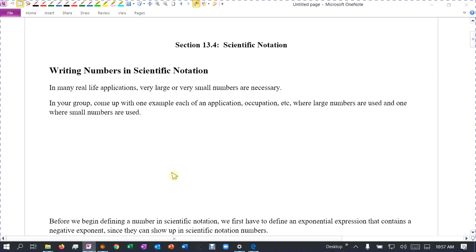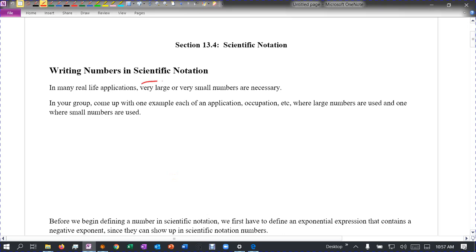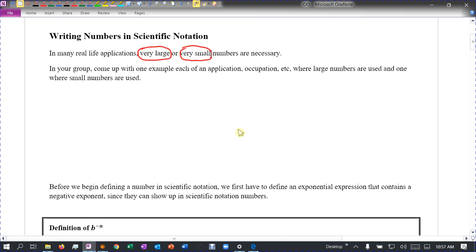Okay, we're back. Let's go ahead and work through this 13.4 scientific notation. So in real life, many applications have numbers that are either really, really big or really, really small. And so what we do is we try and have a notation that allows us to write very big or small numbers in a nice, easy, clean, condensed way.